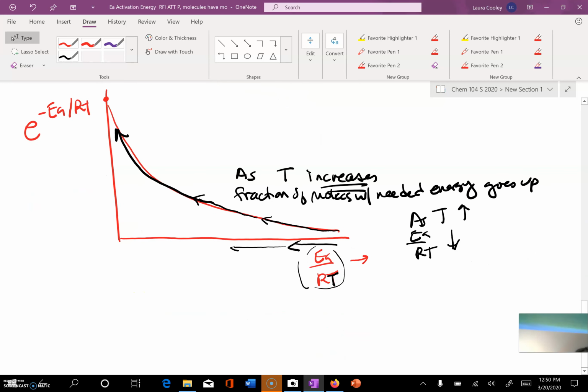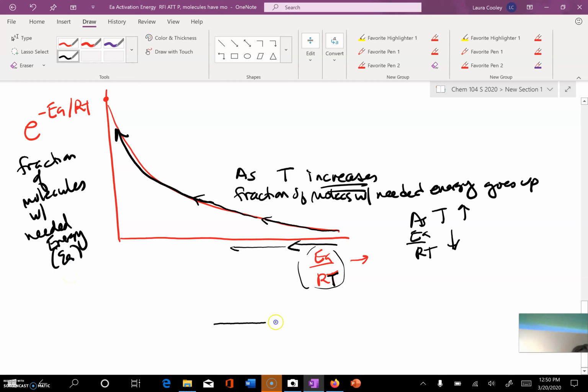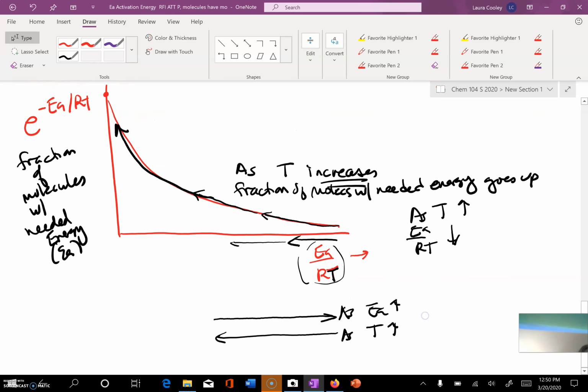So this graph is great because it tells you what's happening to the fraction of molecules with the needed energy, EA. As EA goes up, we go this way. As T goes up, we go that way. So as EA goes up, we get fewer and fewer molecules that have the required energy. But as T goes up, the opposite is true: we're going this way on the curve, and we get more and more molecules that have that required energy.